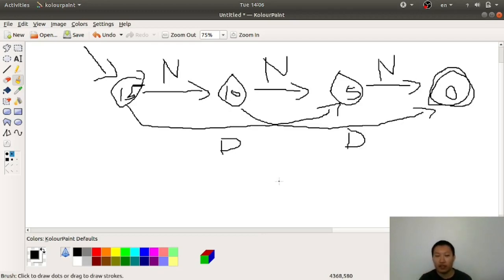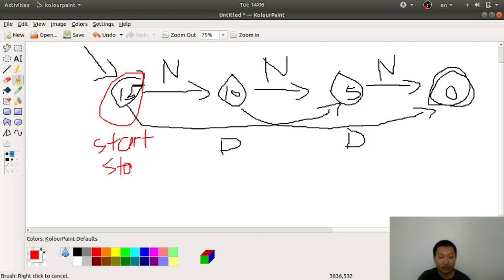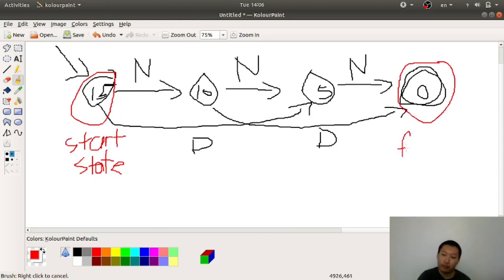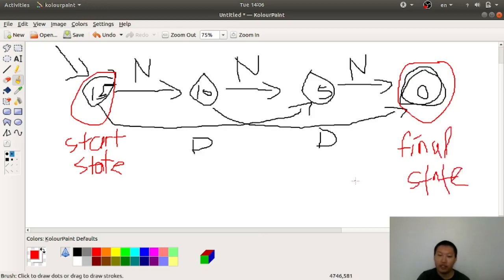So there are a couple different parts to this. So there's something called the start state. So right here, we're going to call the start state. And then we have a final state. And we could have multiple final states if we wanted, but in this example we just have one. So we're going to call that the final state. And then we have a bunch of transitions in between them. So all of these arrows are transitions.